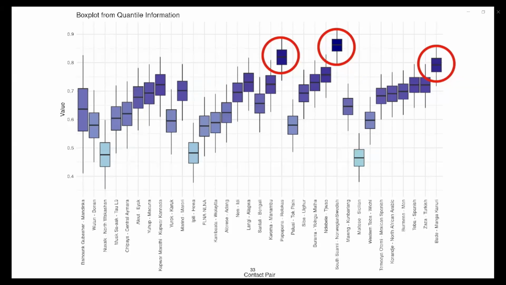So we can see South Sami and Norwegian Swedish, and what's this one here? The Papapana Rotokas and Bademanga Kanuri. We have quite high contact intensity scores with a good tight distribution, so we can be relatively confident that this score is showing something that's occurring in the real world. We have less certainty with the Nuklak, North Wakashan, the Ipili Hewa, and Maltese Sicilian.